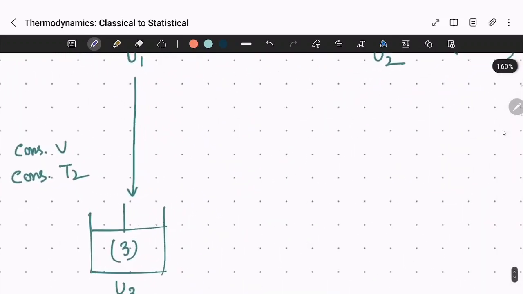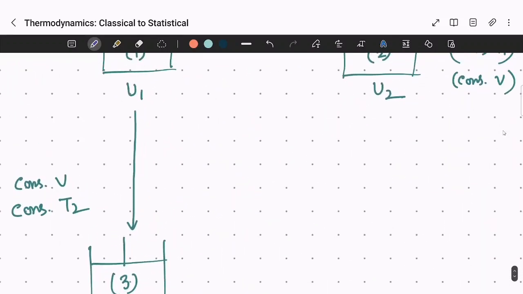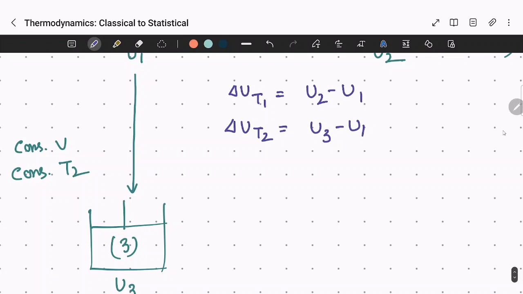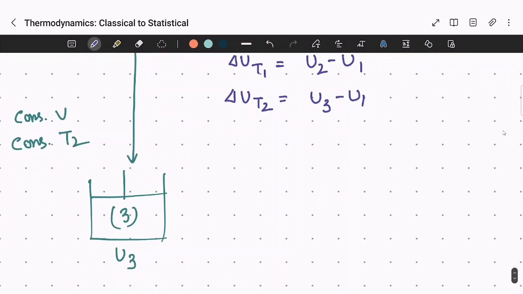So now you can write. Now let me zoom it again. First, del U at T1. What is del U at T1? U2 minus U1. Clear? And del U at T2, this is U3 minus U1. Correct? You can write it. So, what can we write? In general, we can write that.